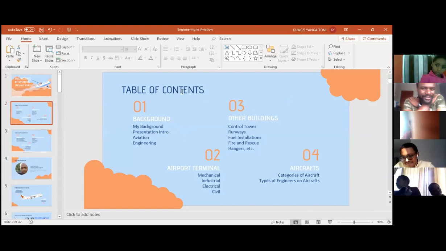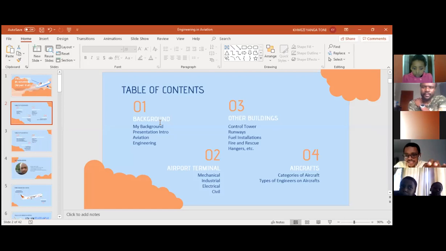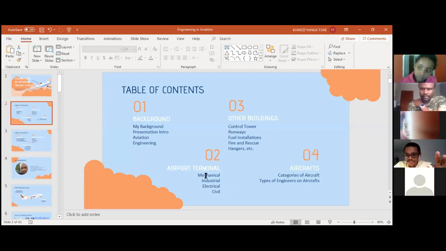This is our scope. I'm first going to give you my background, and then I'll tell you what the presentation will entail, and then I'll give you a brief definition of what I mean by aviation and what is meant by engineering. And then from there, we'll look at the airport terminal, and then at the mechanical, industrial, electrical, and civil engineering that you see when you go to an airport terminal. Then we will look at the outer buildings on an airport or the whole aerodrome, which is your control towers, your runways, your fuel installations, your fire and rescue services, and hangars.